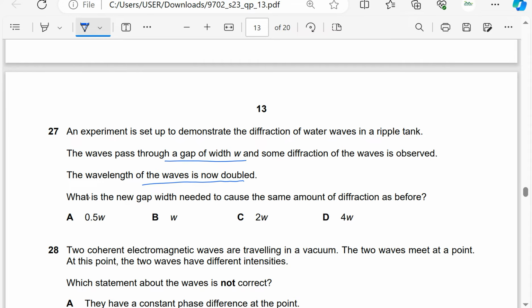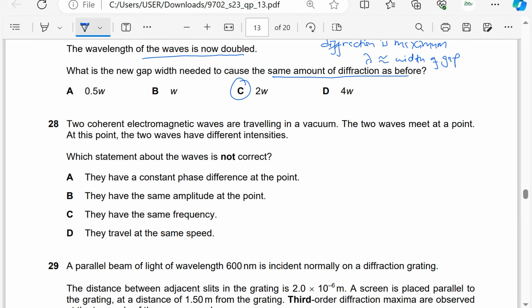So I want you to note that diffraction is maximum when the wavelength is approximately the same as the width of the gap. Because the wavelength has been doubled, the width of the gap should also be doubled for diffraction to be maximum. So since the width was initially W and the wavelength has been doubled, then the new width should be twice W. So the answer here is going to be C. That is to produce the same amount of diffraction.